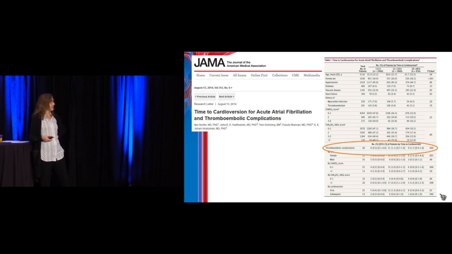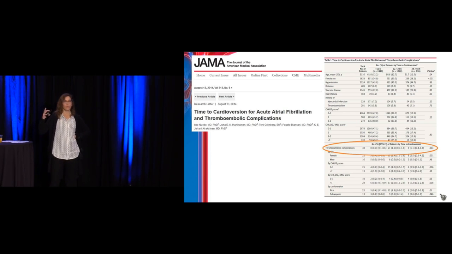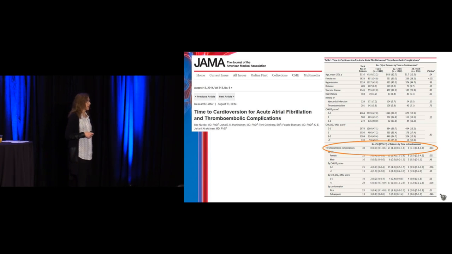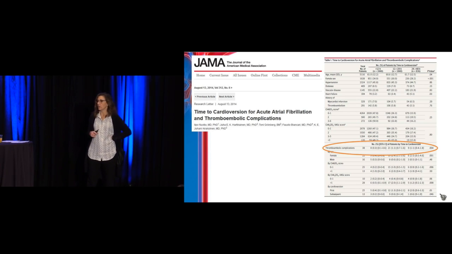This is a study done in JAMA, and it looked at patients all within 48 hours of symptoms, but they broke it down even further. They said who had symptoms for fewer than 12 hours, 12 to 24 hours, and 24 to 48 hours. Overall risk of a thromboembolic event, 0.7%. 0.7% cardioversion in the first 48 hours of symptoms. So really low. Risk of a thromboembolic event within the first 12 hours of symptoms, 0.3%. So really, really low in the first 12 hours of symptoms.